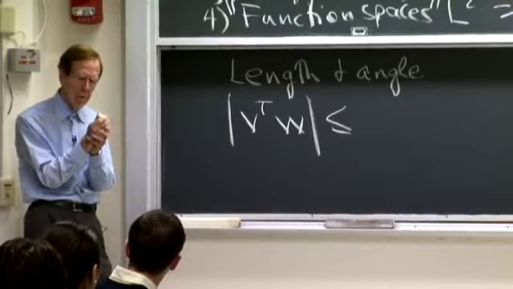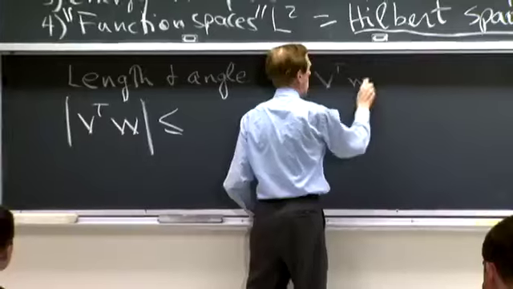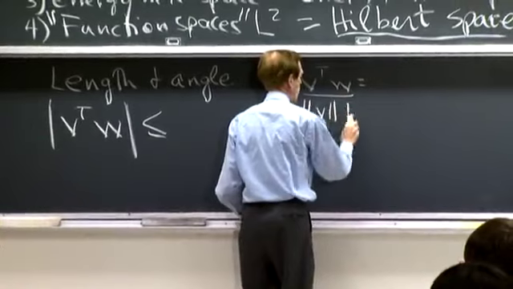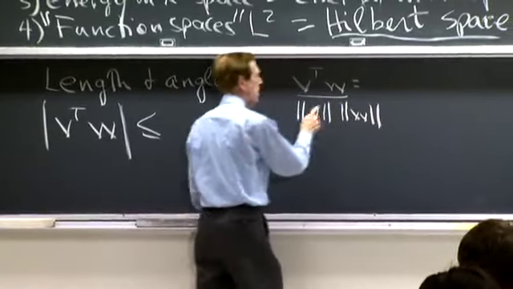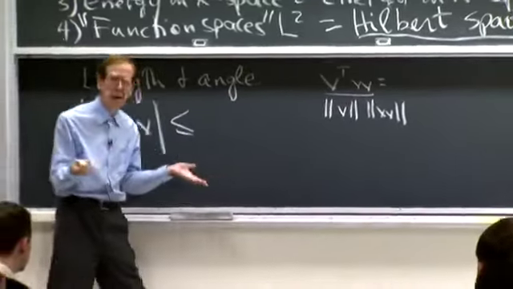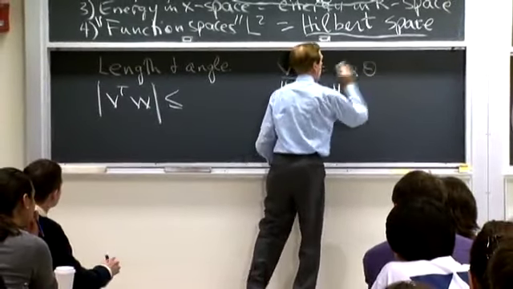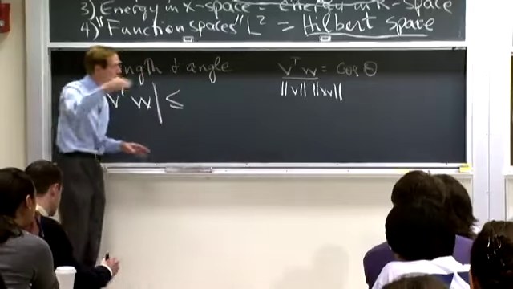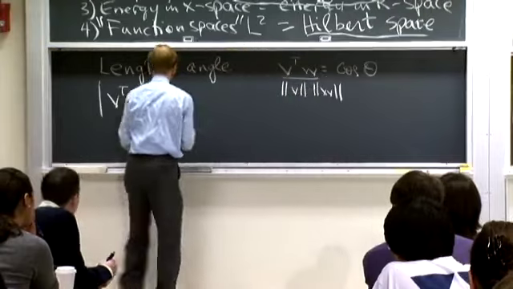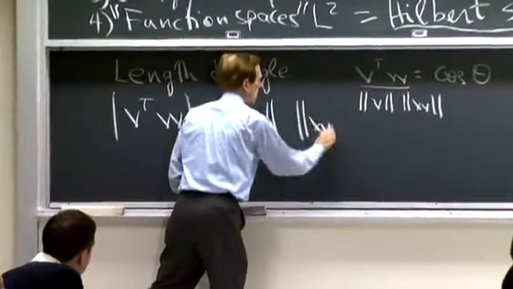What do you know about the dot product of two vectors? Somehow it tells you the angle between them, right? If I divide the dot product of the vectors by the lengths of the vectors, do you know what this is in geometry? It's the cosine of the angle between them. And cosines are never larger than 1. So in other words, the dot product is never larger than the length of one vector times the length of the other vector.